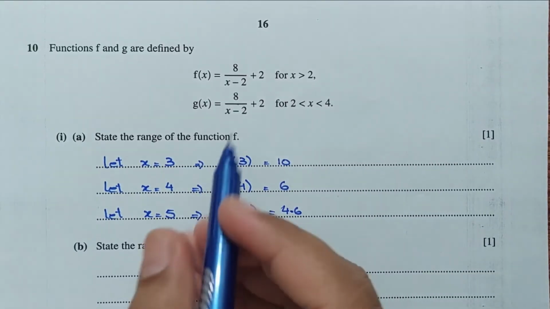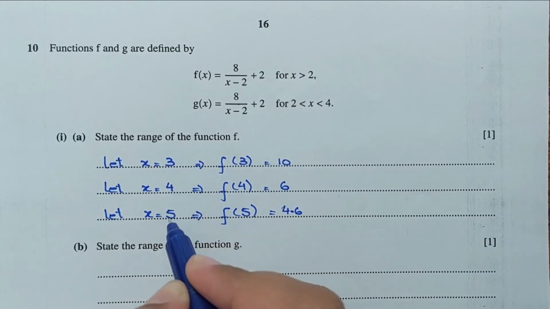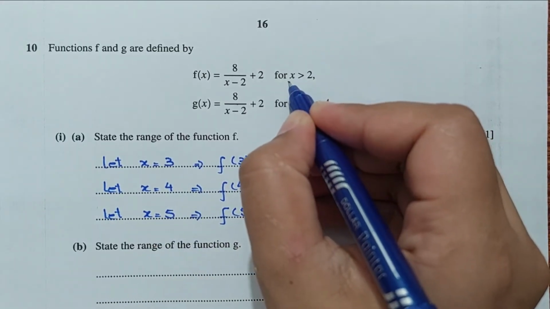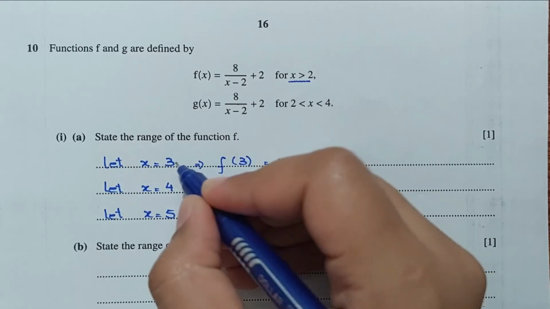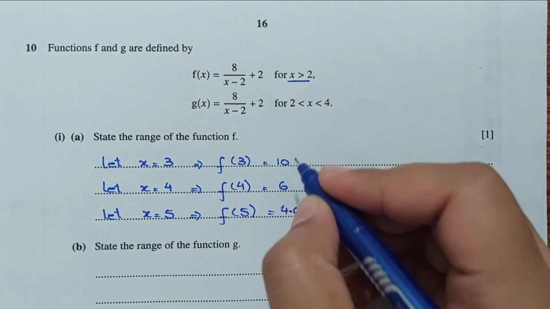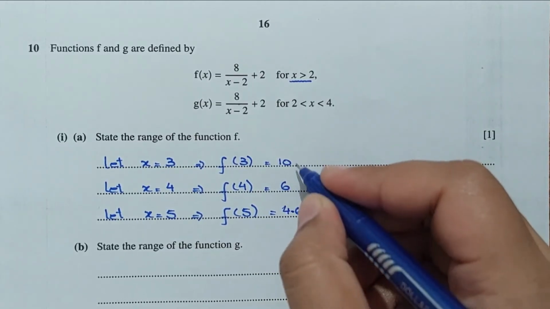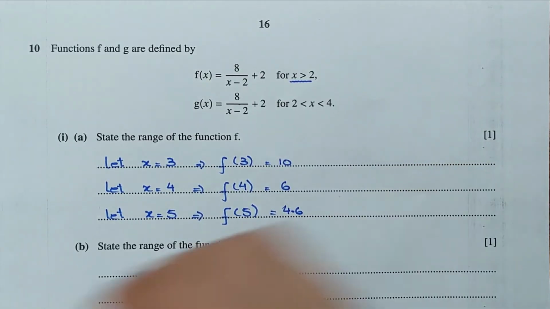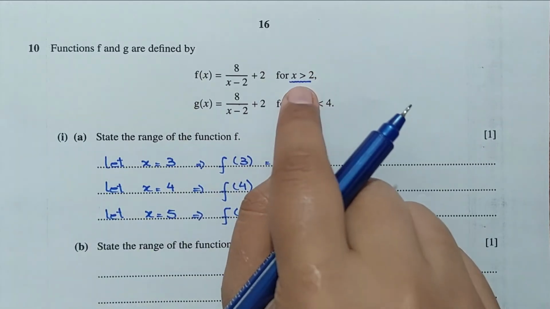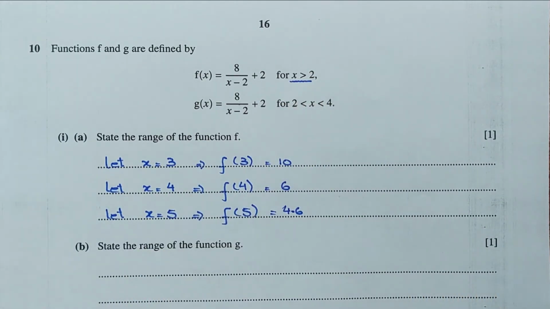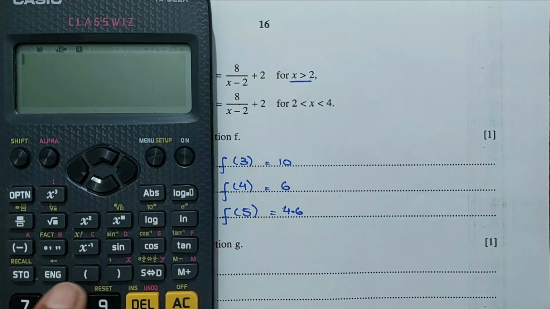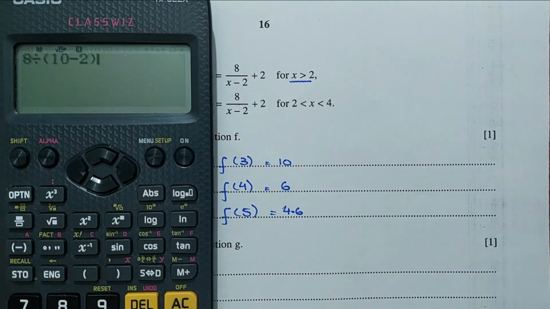Okay, so we have checked at x equals 3, 4, 5, because the domain we have given is x values that are more than 2. So more than 2 is 3, 4, 5. So the outputs are 10, 6, 4.6. We are not getting any answer for the range. So let me check, because more than 2, let me take at 10. So 8 divided by 10 minus 2, and plus 2, so that is 3. Now let me take at 20.